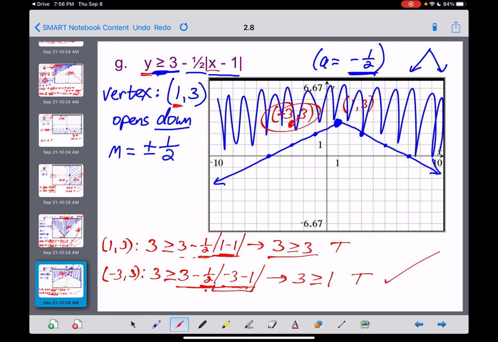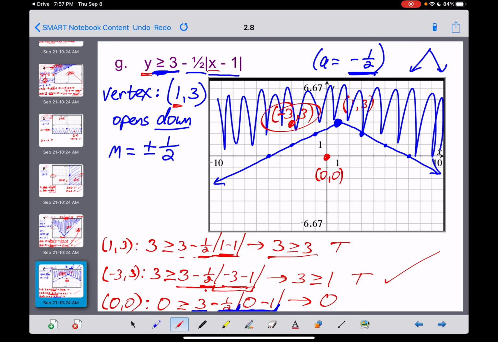And now let's pick an unshaded point. Always use the origin if you can, everybody. (0, 0). And let's find out what happens here. Okay, we're putting a 0 in for y is greater than or equal to 3 minus 1/2 times the absolute value of an x-coordinate of 0 minus 1. Okay, didn't leave myself a lot of room here. Let's see what we can do. 0 minus 1 is -1. The absolute value of -1 is +1. +1 times 1/2 is 1/2, and 3 minus 1/2 is 2.5.